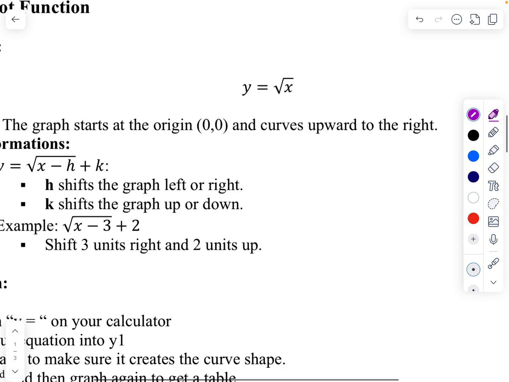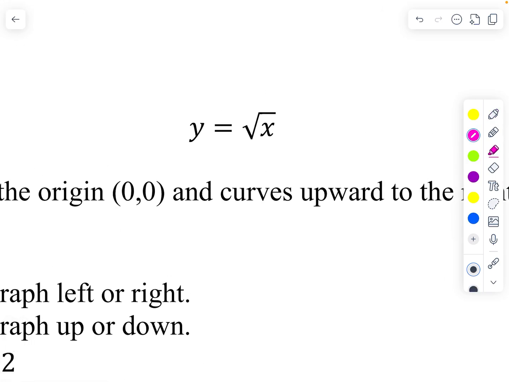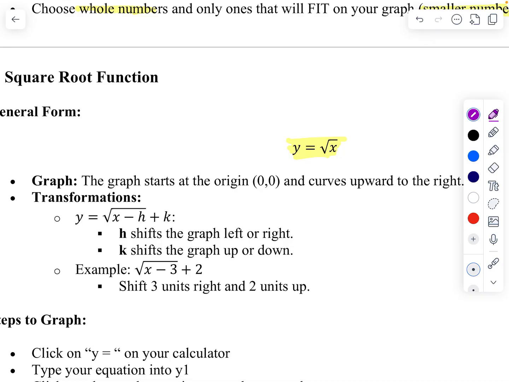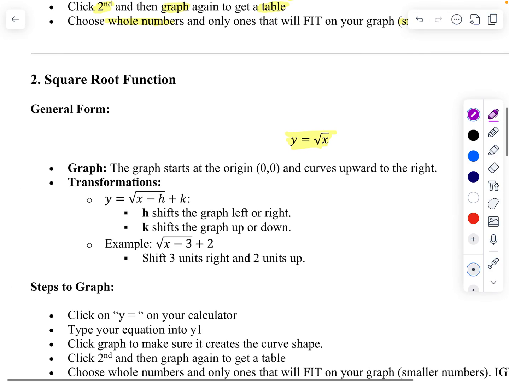So for a square root, this is the parent. We know what the square root symbol looks like. There it is. They throw an X underneath it, and it gives us the parent function. Okay, the graph also starts at 0, 0, very similar to the absolute value. However, this one is a curve, and it's going to kind of go upward, up and to the right.